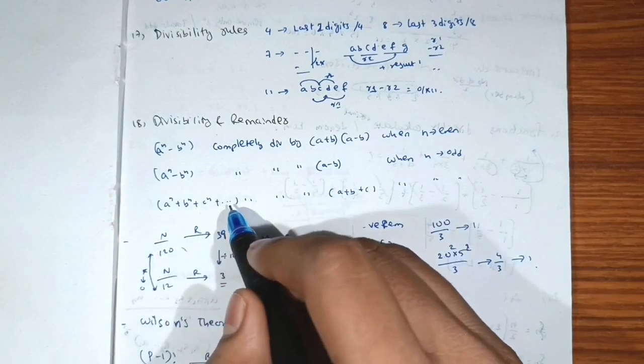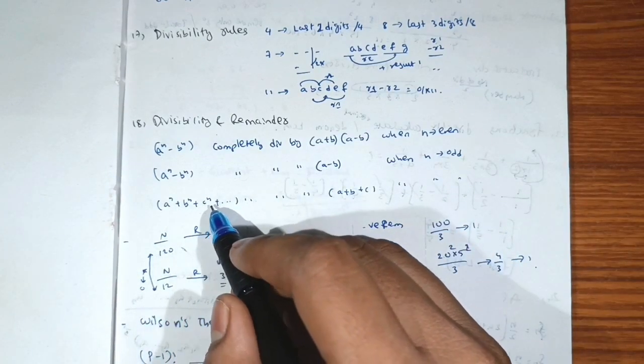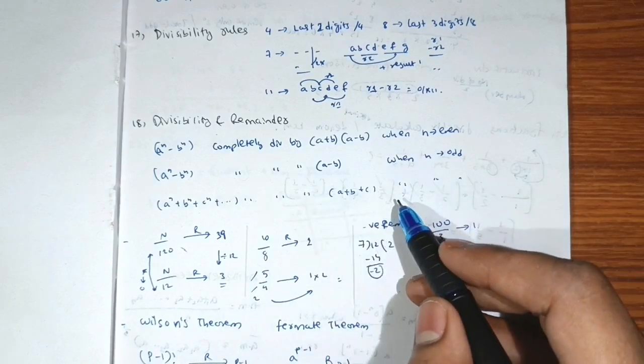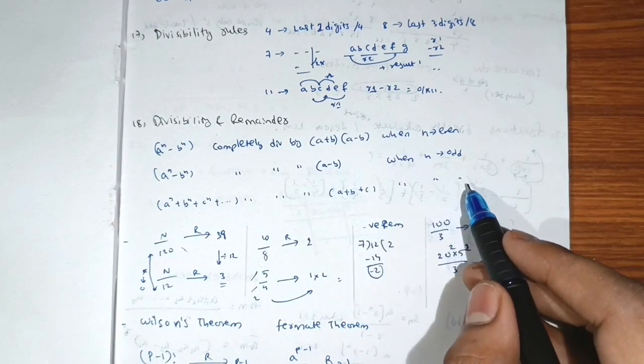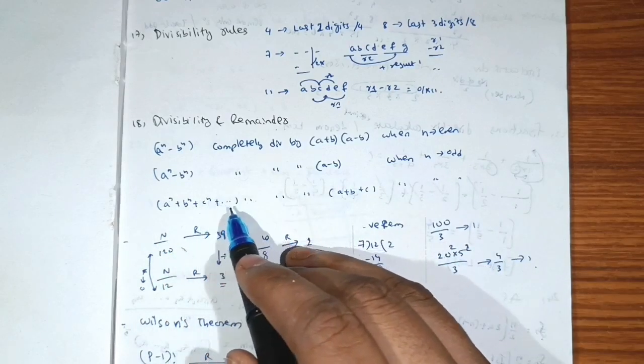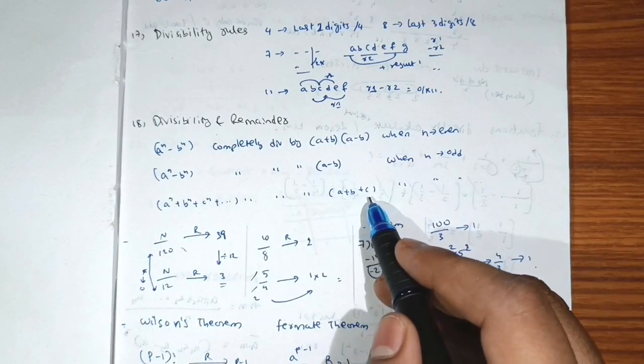Suppose you have a number series like a power n plus b power n plus c power n and so on. Then it is completely divisible by a plus b plus c when n is odd. So if the power n is odd, it is completely divisible by a plus b plus c.